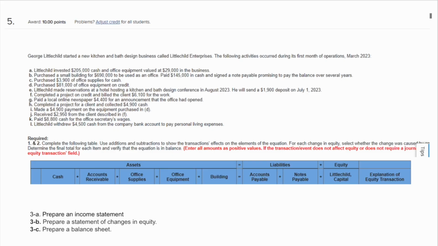Okay, well, let's take a look at number 5. George Littlechild started a kitchen and bath design business called Littlechild Enterprises. The following activities occurred during the first month of operations, March 2023. So we have 1 month of operations here. And you'll see that A through I involve things that happened in the business. These are things that need to be recorded. A, Littlechild invested $205,000 cash and office equipment valued at $29,000 into the business, and so on. So we're going to go through each of those sequentially.